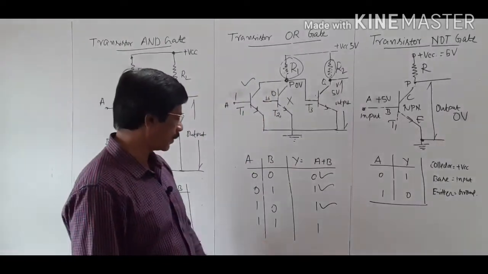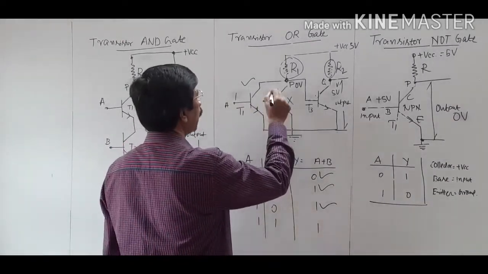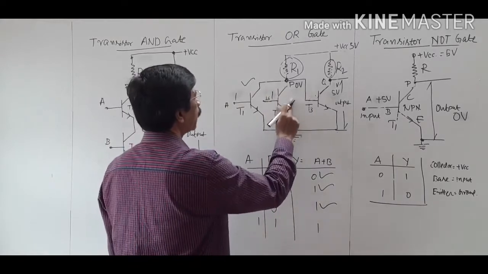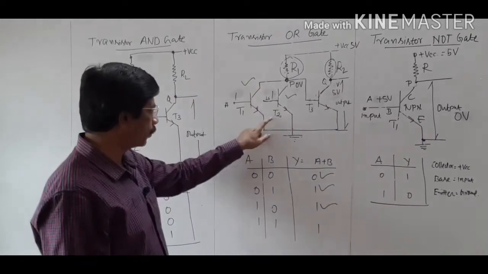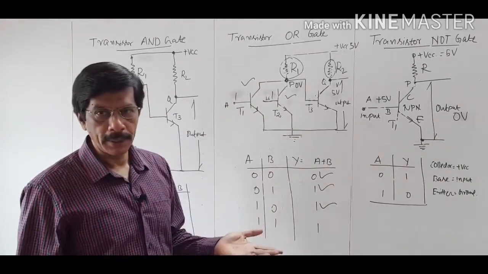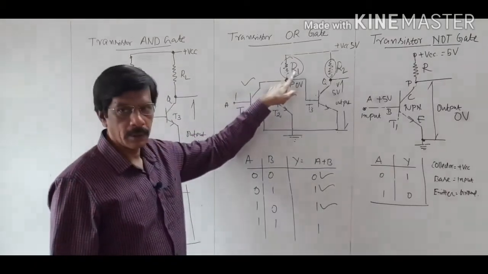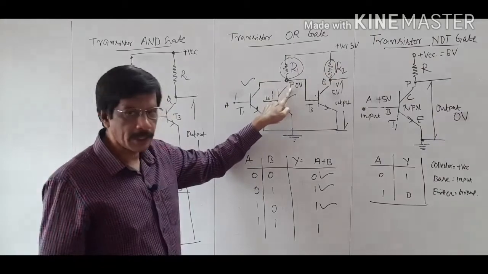The last case, A is 1, B is 1. Both inputs are high. Transistor T1 switched on, transistor T2 also switched on. Both are in the on state, generating current. That current is dropped here and this voltage cannot enter the point P. The voltage across the point is again 0 volt.